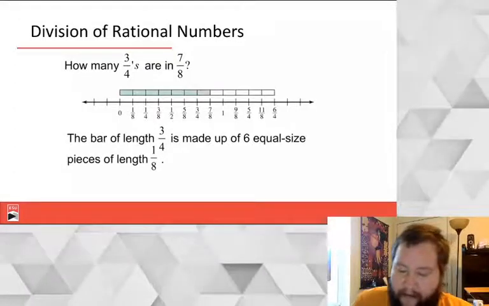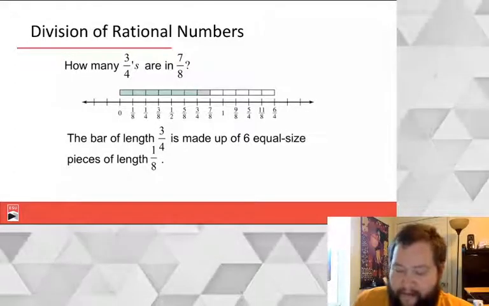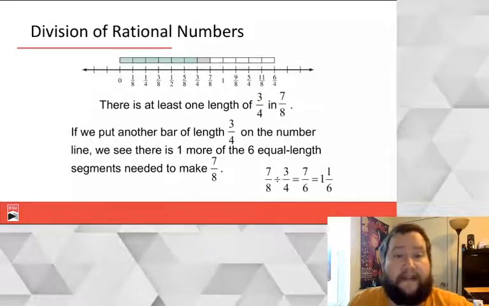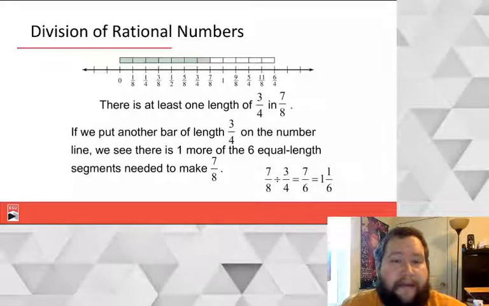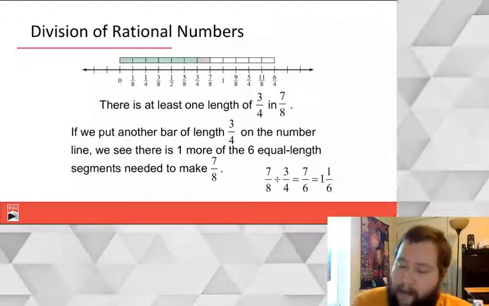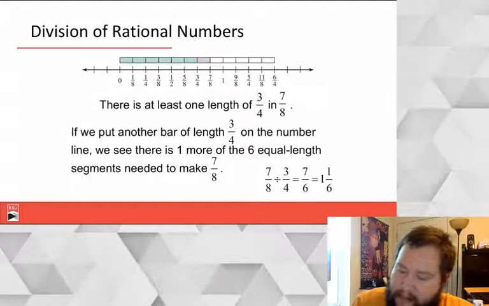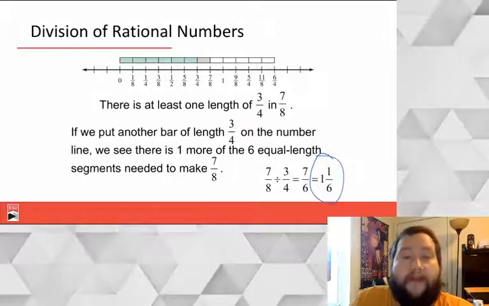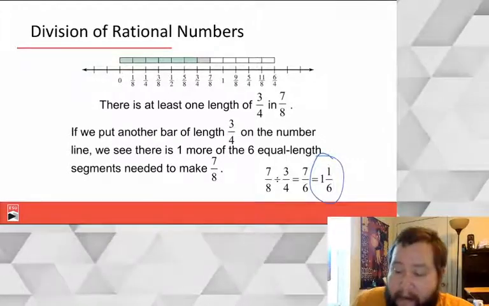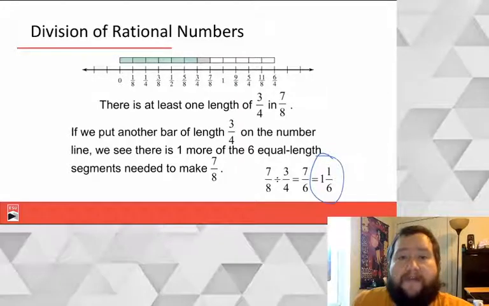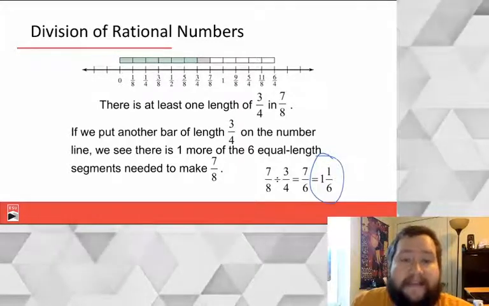So the bar of length 3 quarters is made up of 6 of these equal-sized pieces of an eighth. And so there's at least that 1 in there, and then we see there's another 6th. And so we have that 1 and 1/6. And so this is just your nice, neat typed-up version of all of that work. So pay attention to what your whole is. Here, your whole is 3 quarters. We want to know how many of those 3 quarters fit. A whole 1 and then a 6th more.